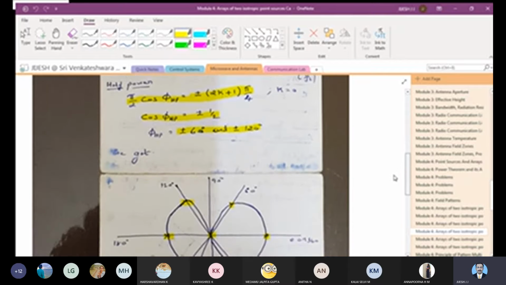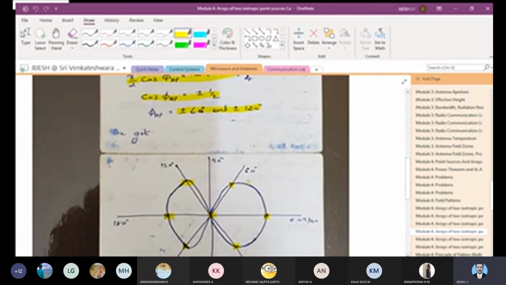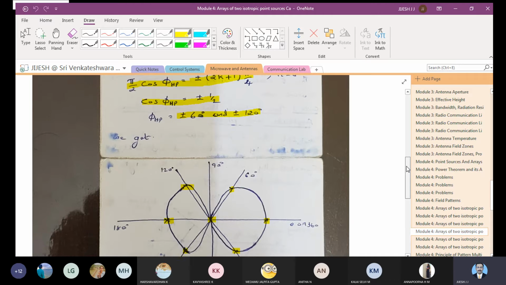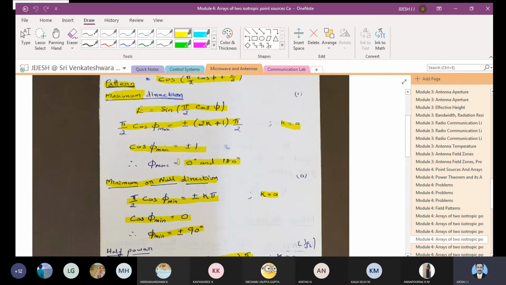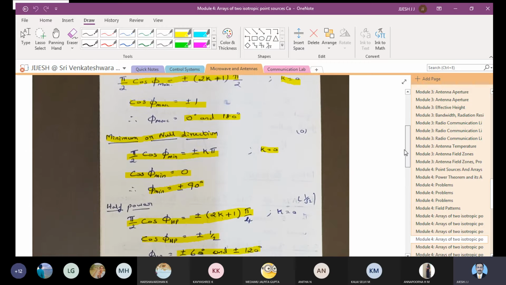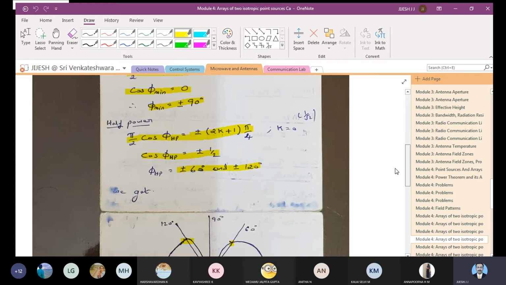So plot the array axis and all these angles of 90, 120, 240 and all these lines. After plotting these angles, you need to put the points. So where is the maximum value? You can see the maximum value at 0 and 180 degrees. So at 0 and 180, put the maximum points.